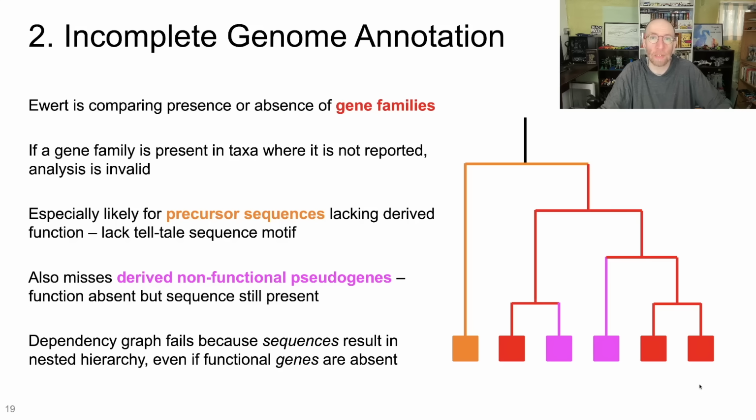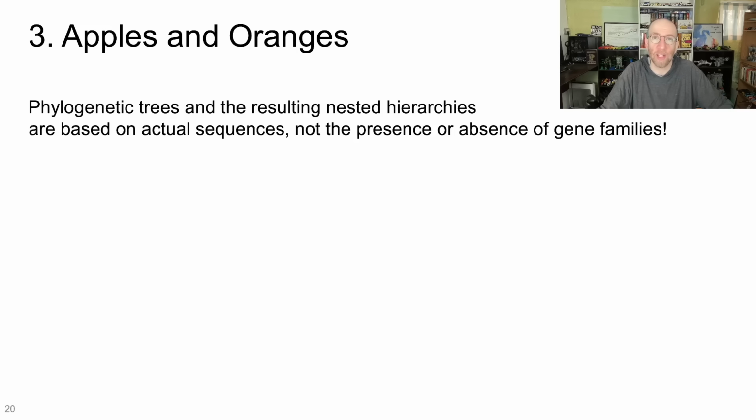All right, so by looking at gene families, incomplete genome annotation is going to miss data, and those data, the actual sequences that are present, are going to show you a different picture. They're going to favor common ancestry over the dependency graph model. And that brings me, speaking of sequences, to the third and largest problem with this analysis. Winston Ewert is making an apples and oranges comparison.